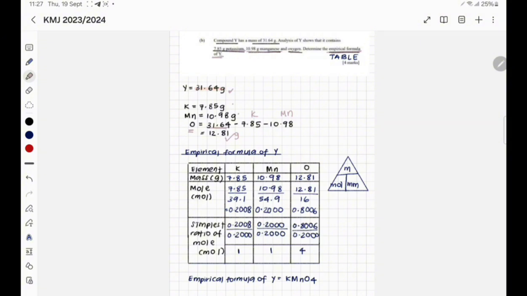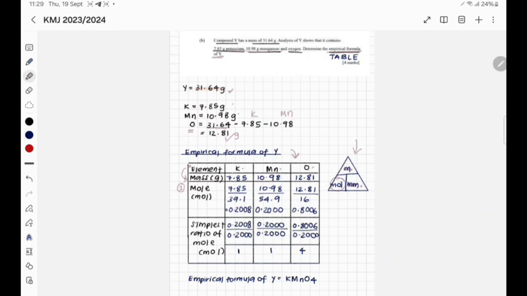So kalau kita nak dapatkan empirical formula, we have to do the table. Start the table dengan element, so K, Mn dengan O. Next, list its mass. So untuk K 7.85, Mn 10.98, and untuk oksigen 12.81. So third, kita kena dapatkan dia punya mole. So formula to get the mole, usually kita boleh guna triangle ni, which is triangle, mole, this is mass, this is molar mass. So sekarang ni kita nak dapatkan mol. So it means mass over molar mass.